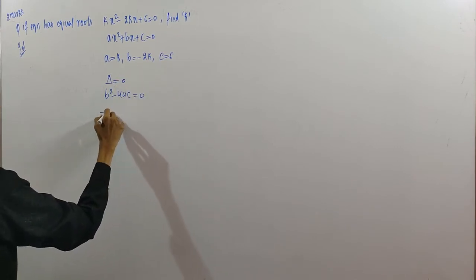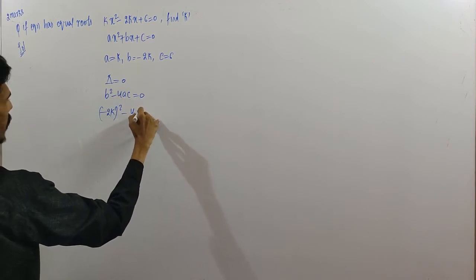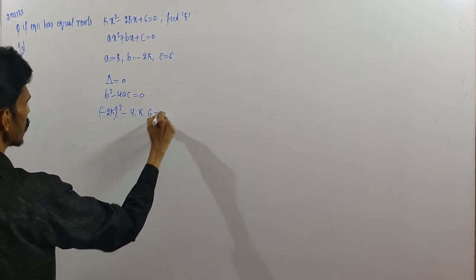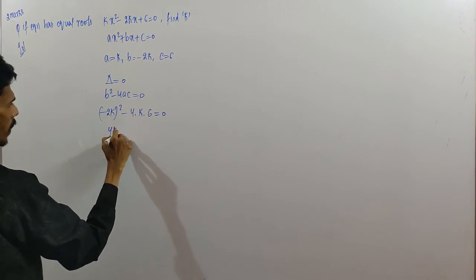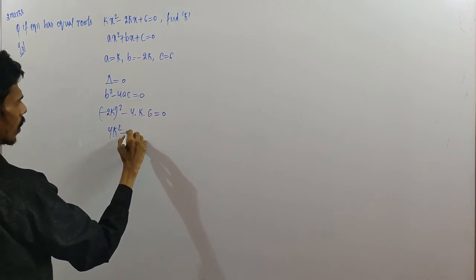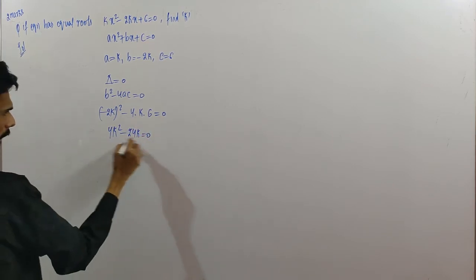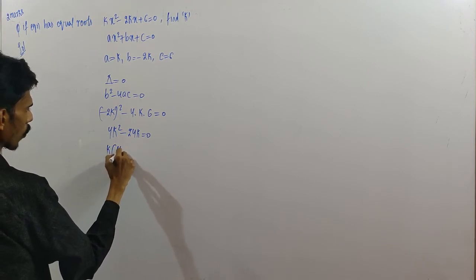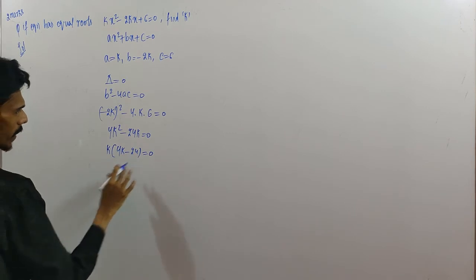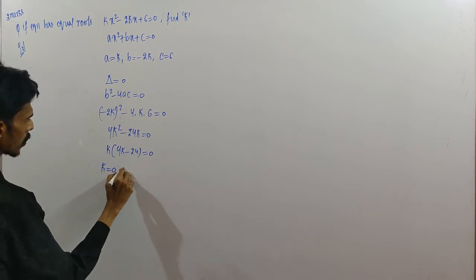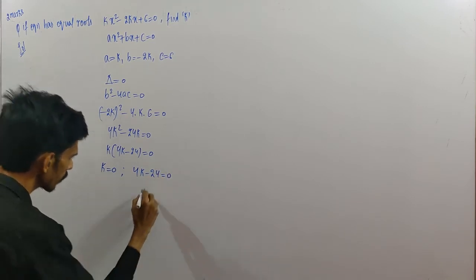The b value is minus 2k. Square, minus 4 into a value k and c value 6, equal to 0. Now minus 2k whole square is positive, 2 square value is 4, so 4k square minus 6 into 4, we have 24k, equal to 0. Take 4k common, we have 4k into k minus 6 equal to 0. Equate each to 0, we have 4k equal to 0 and k minus 6 equal to 0.